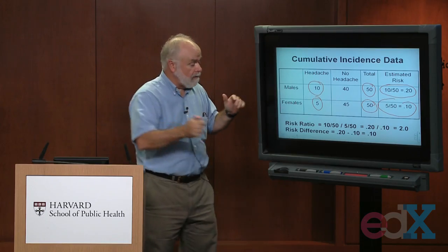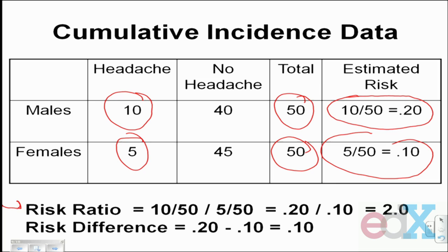For example, we can calculate the risk ratio, which is the ratio of the estimated risk among the men divided by the estimated risk among the women. The 10 over 50 among men divided by the 5 over 50 among women. That's 20% divided by 10%. It's a ratio of 2.0.